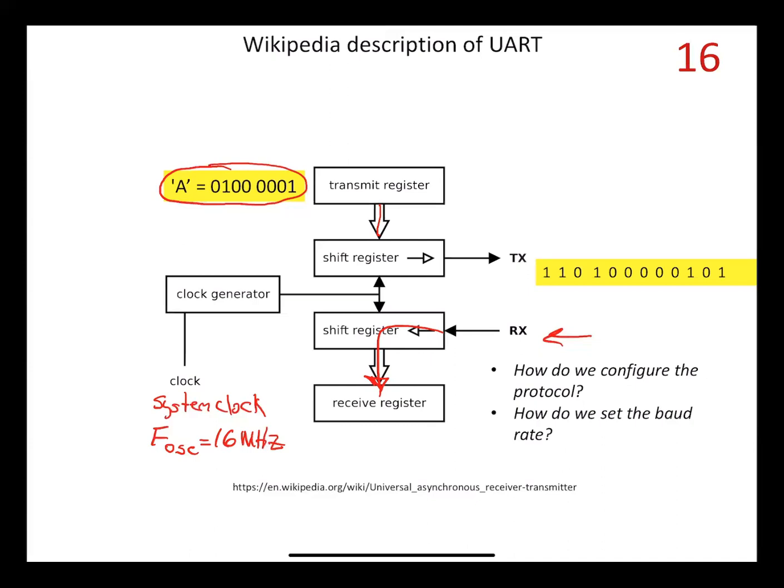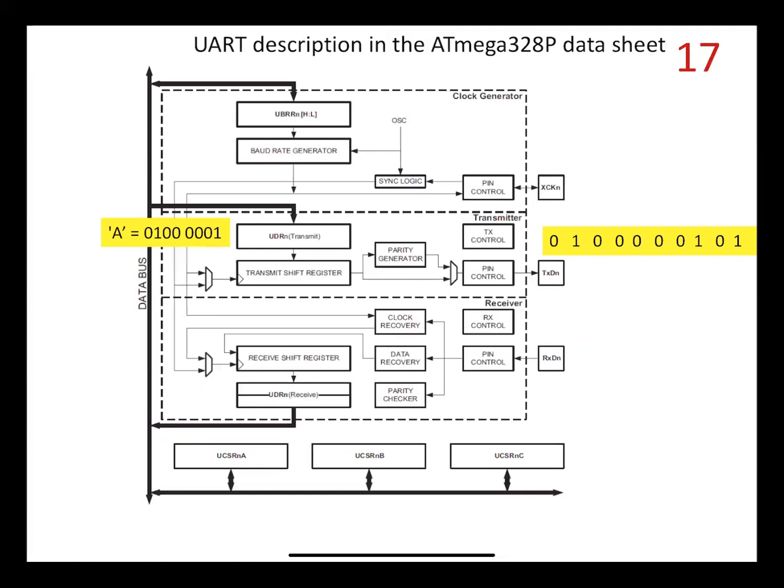Now, this is an oversimplified drawing. This doesn't speak to how we configure the protocol and how we actually set the baud rate yet. Okay, so let's look at a more detailed example. This is a fairly detailed description of the UART peripheral as specified in the ATmega328P datasheet. It takes a while to get your mind around this picture. I don't want you to worry if it's not making sense to you, but I just want to give you some highlights.